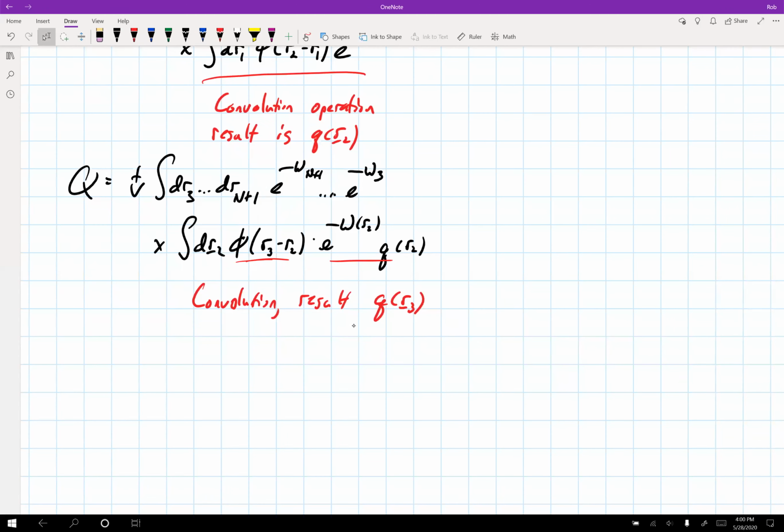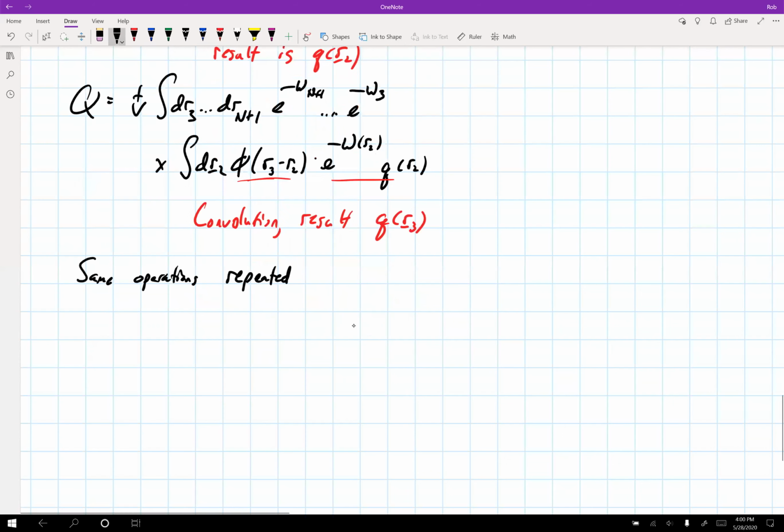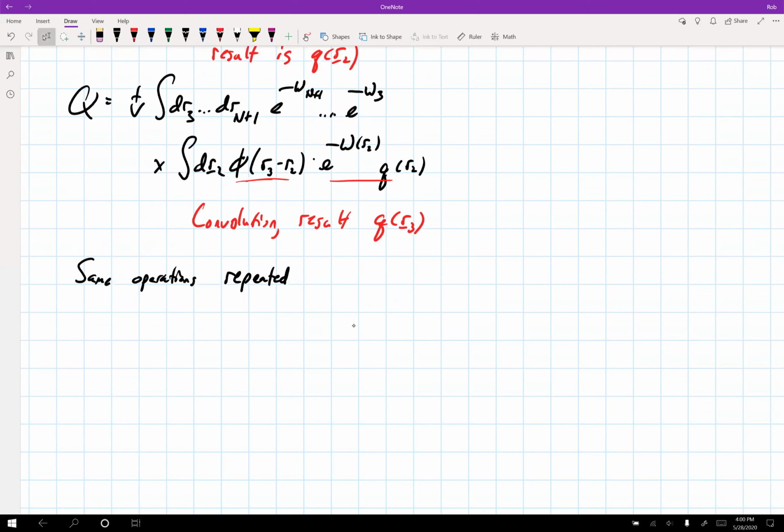And so we're going to define this Q. This is the thing that we're going to call the propagator. And so it's the same operations over and over again. We'll have some function, we'll multiply it by e to the minus w of r, convolve it with a Gaussian, and then we'll get some result that gives us the distribution of the next monomer along the polymer chain. And so we'll define, in general, our propagator.